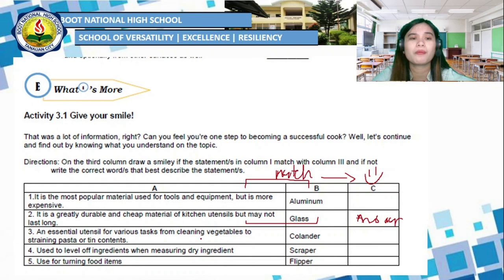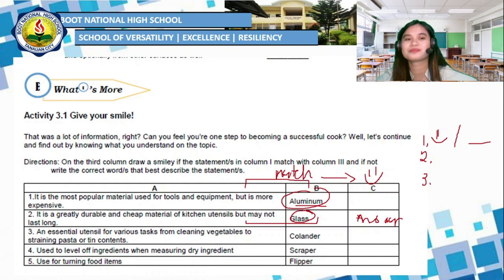Now, what you're going to do is just number your papers 1 to 10. For example, it is the most popular material used for tools and equipment, but it is more expensive. Is that aluminum? Okay. If your answer is yes, it's aluminum, you will put a smiley. And if your answer is not, then put your answer. Okay. Next one, number 2. It is greatly durable and a cheap material for kitchen utensils, but may not last long. Is that glass? Okay, number 3.